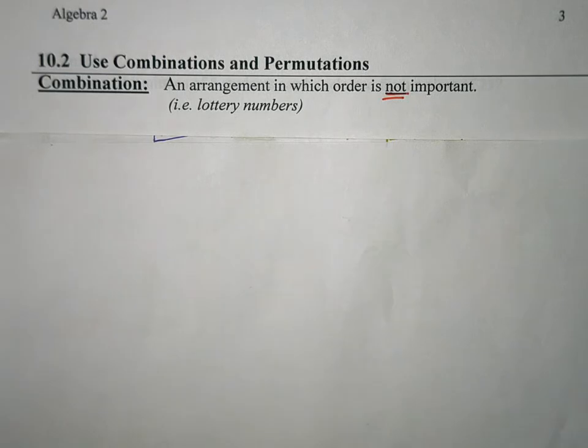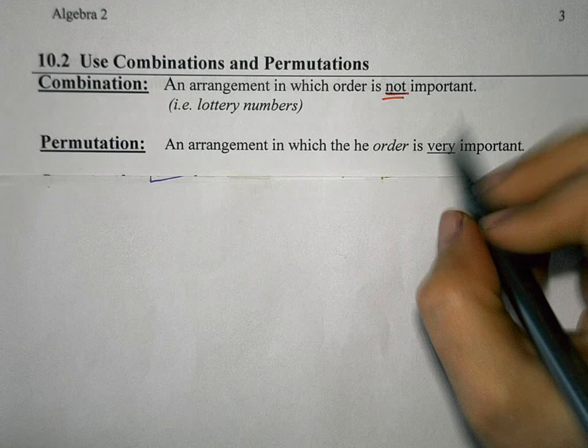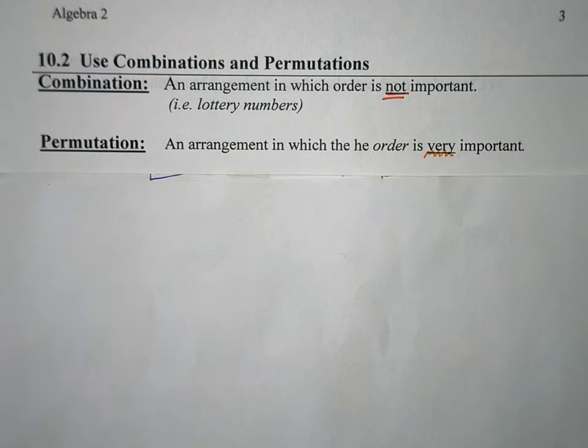So just as a reminder, the definition of a permutation then is an arrangement in which the order is important. So for example, the letters on your license plate. So your license plate, the order of the letters and numbers is important. So the order is important there.